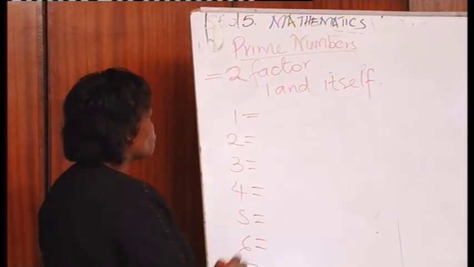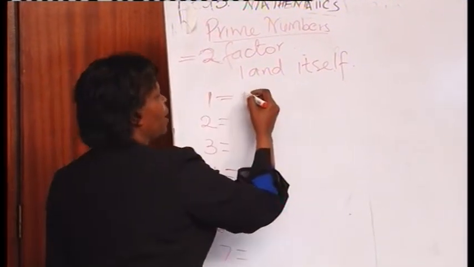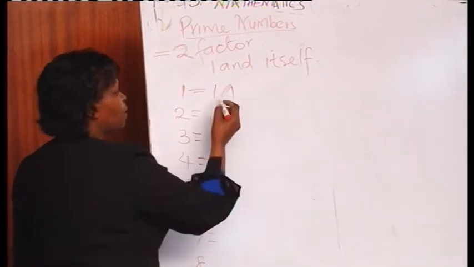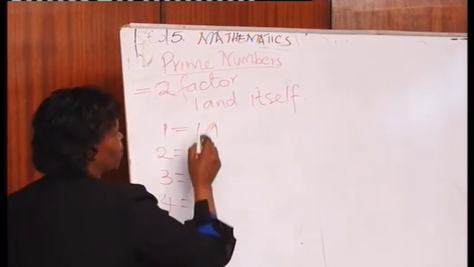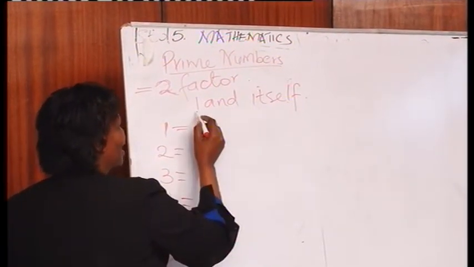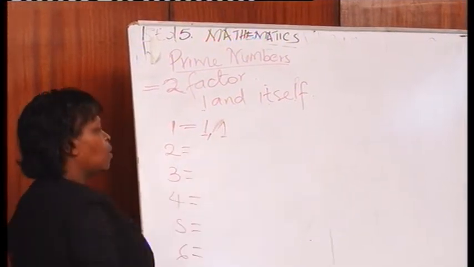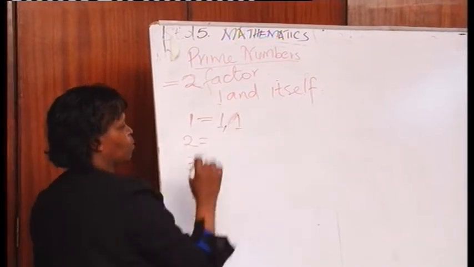For example, what are the factors of 1? The factors of 1, for sure, it is just 1. So if our prime number is a number that has only two factors, that is 1 and itself, then here we have 1. So we don't have two factors because this is just 1.